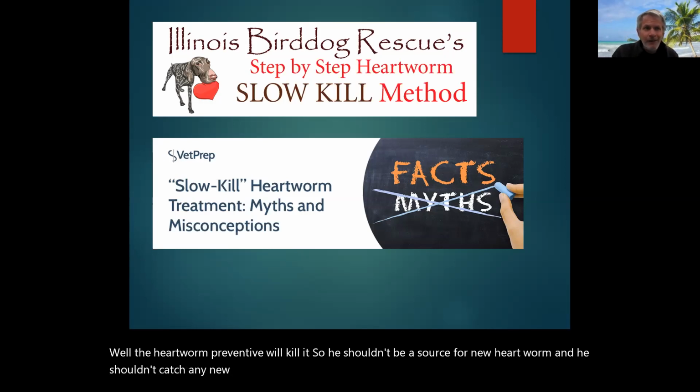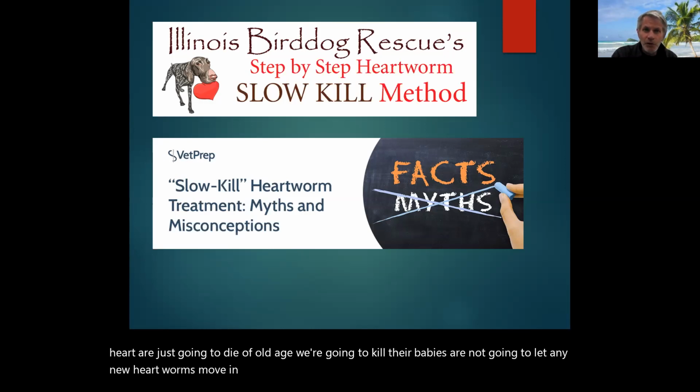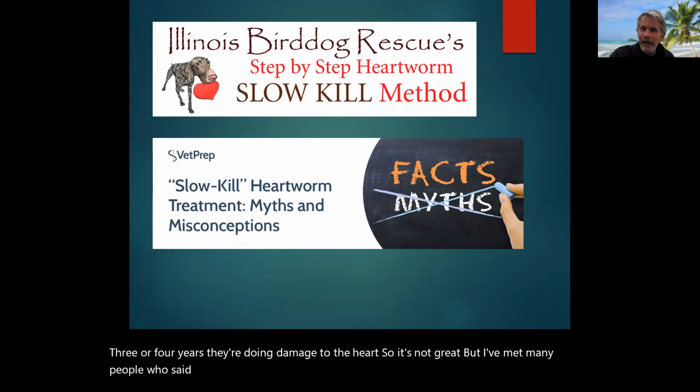So what's going to happen? Those heartworms living in his heart are just going to die of old age. We're going to kill their babies. I'm not going to let any new heartworms move in, but those adults will just die of old age. It can take up to 6 or 7 years, but most will die within 3 or 4 years. They're doing damage to the heart, so it's not great, but I've met many people who said, oh yeah, Dr. So-and-so had me do this slow kill method, and the heartworms are all gone, the dog looks great.